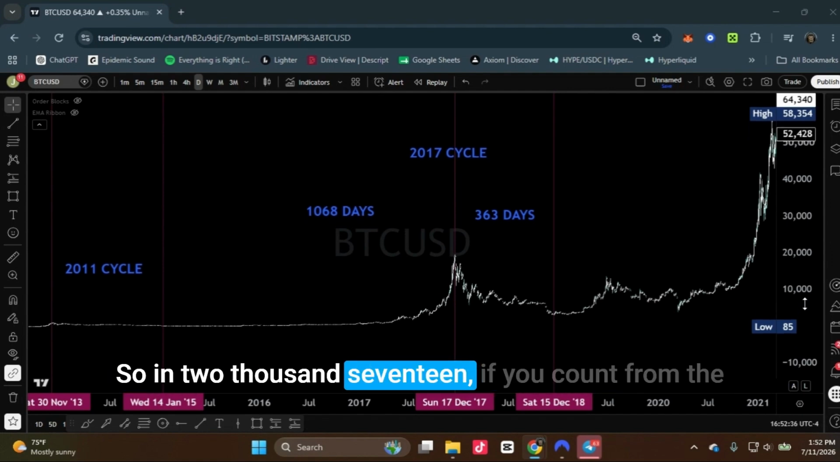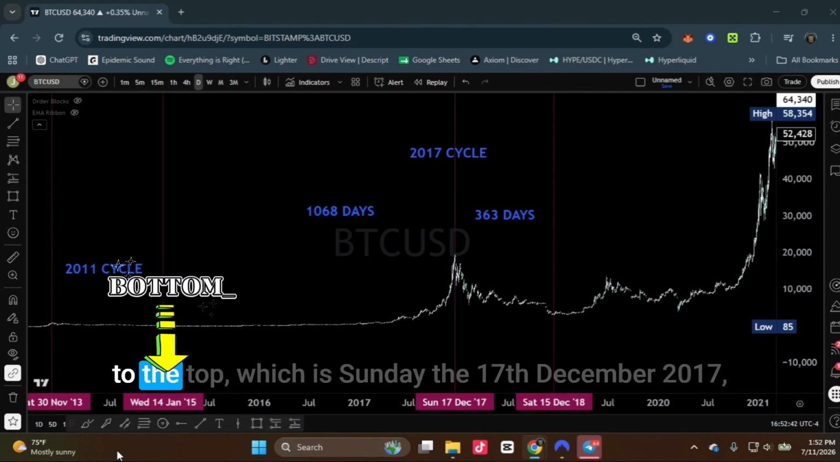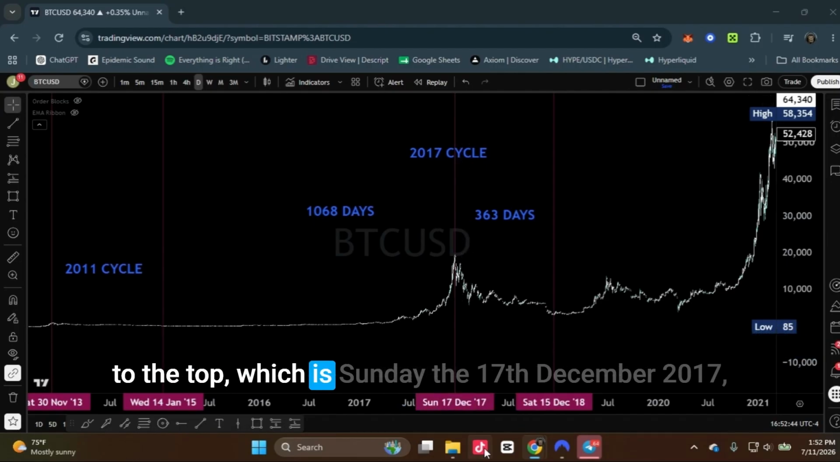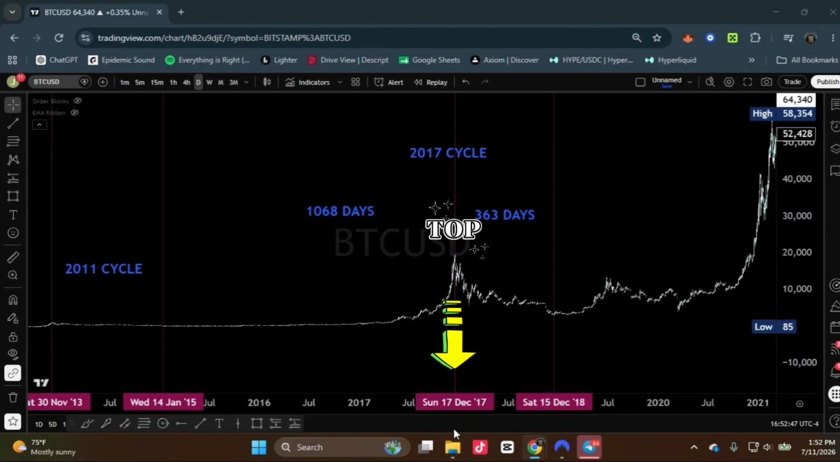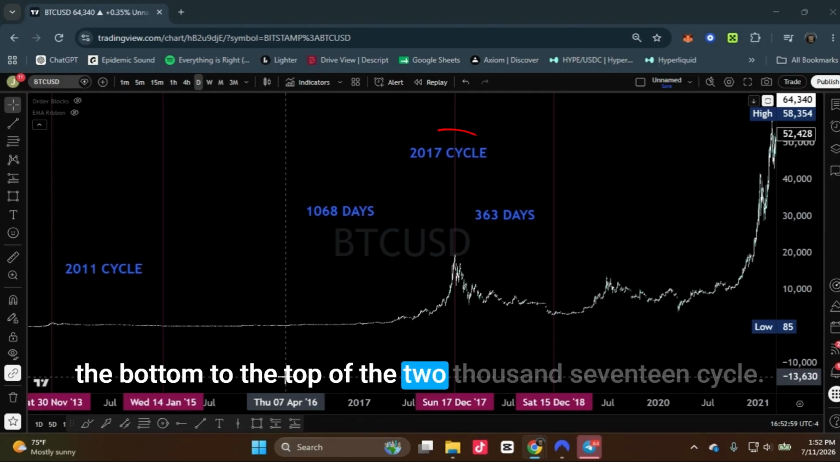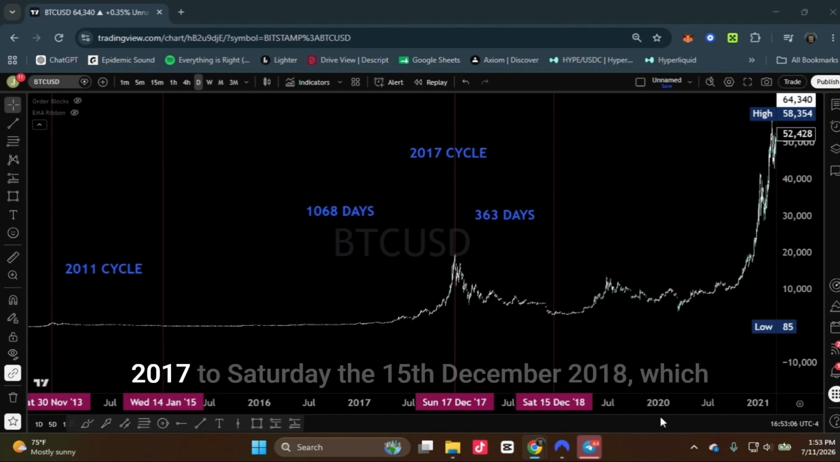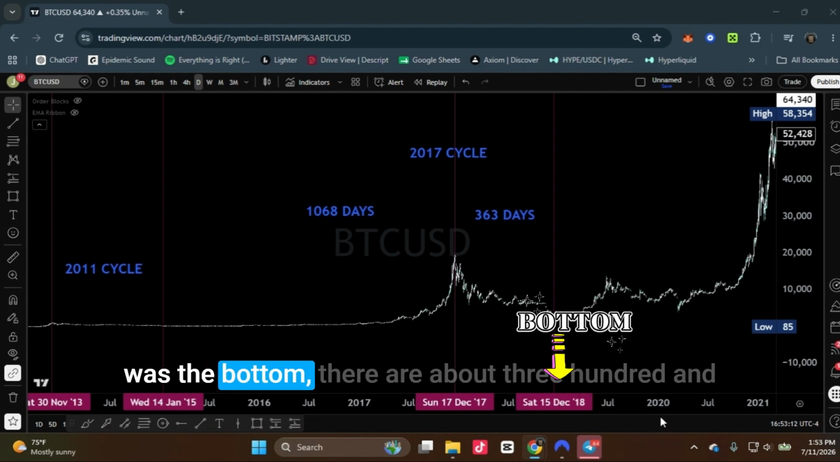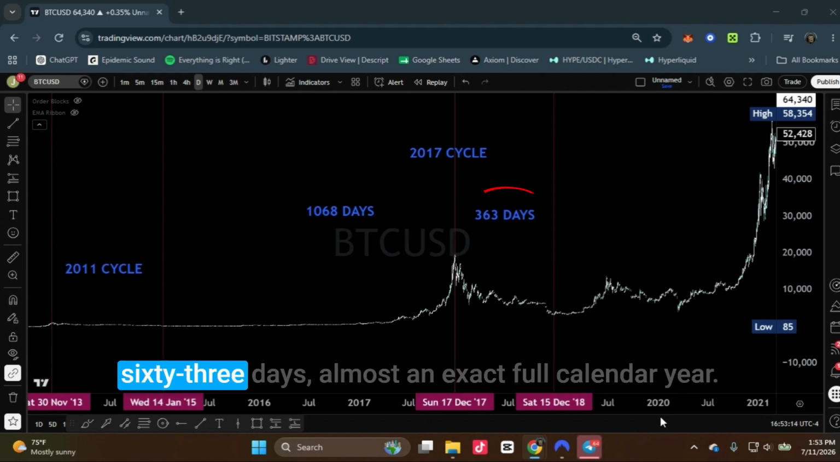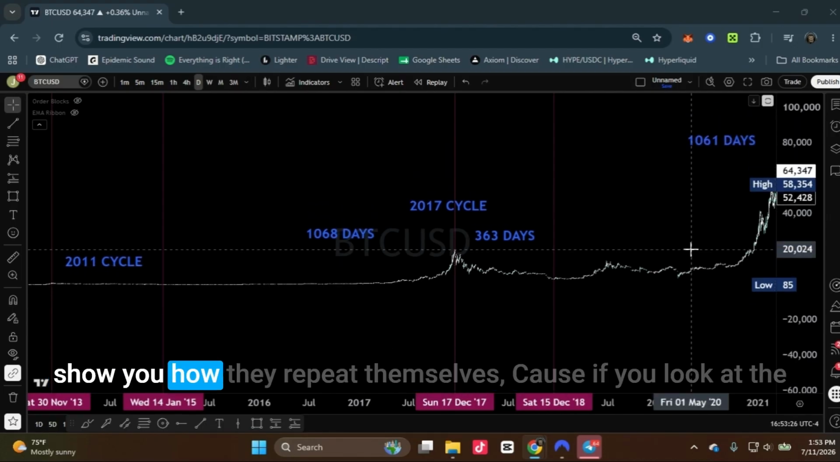So in 2017, if you count from the bottom, which is Wednesday the 14th, January 2015, to the top, which is Sunday the 17th, December 2017, you will see that there are 1,068 days from the bottom to the top of the 2017 cycle. And then if you measure from Sunday the 17th, December 2017 to Saturday the 15th, December 2018, which was the bottom, there are about 363 days, almost an exact full calendar year. So note those numbers that I just gave you, because I'm going to show you how they repeat themselves.